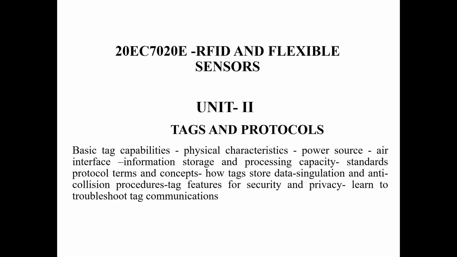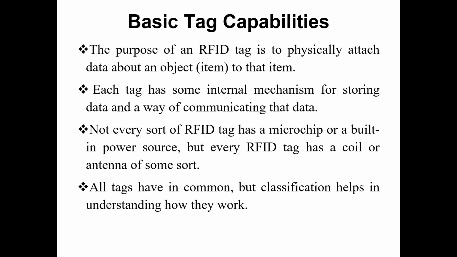The second unit of RFID and flexible sensors deals with RFID tags and protocols. In RFID, we refer to the core functions an RFID tag can perform. These capabilities vary depending on whether the tag is passive, active, or semi-passive.